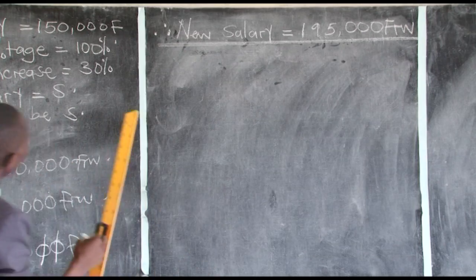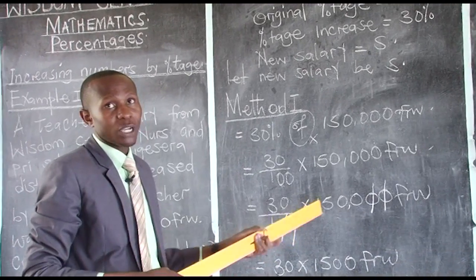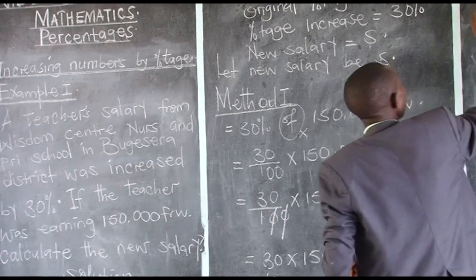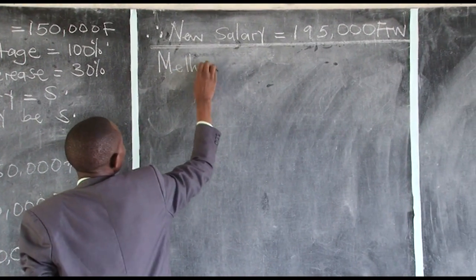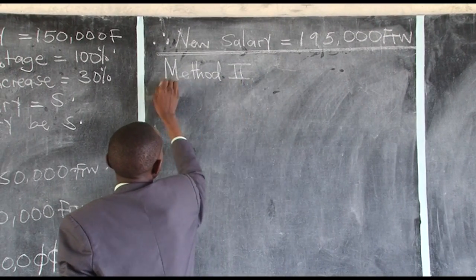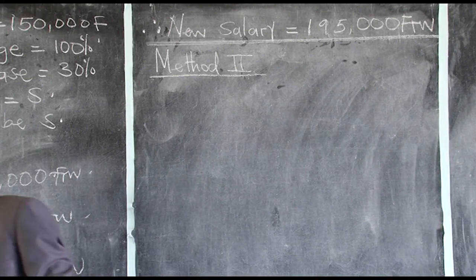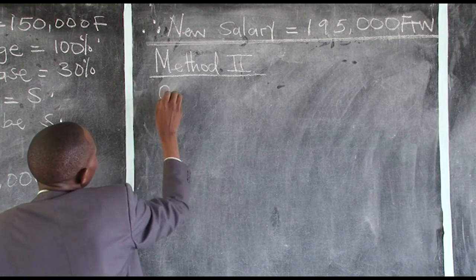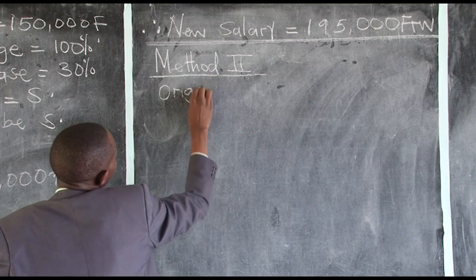So from there, I want us to look at the second method. This was the first method of it. So I want us to go to the second method. The second method, we shall say, it will be, we want this. We say the original percentage.